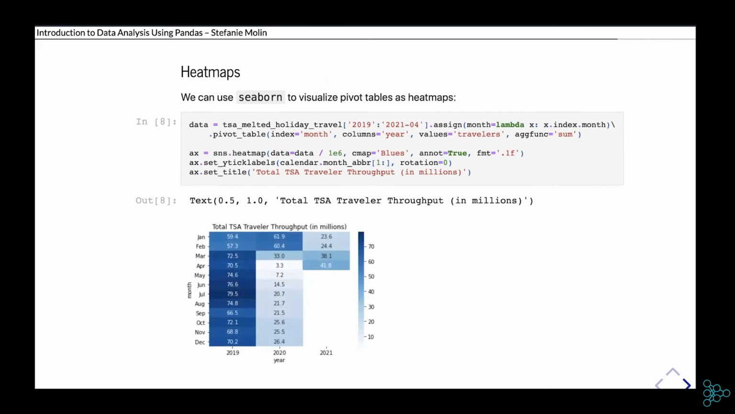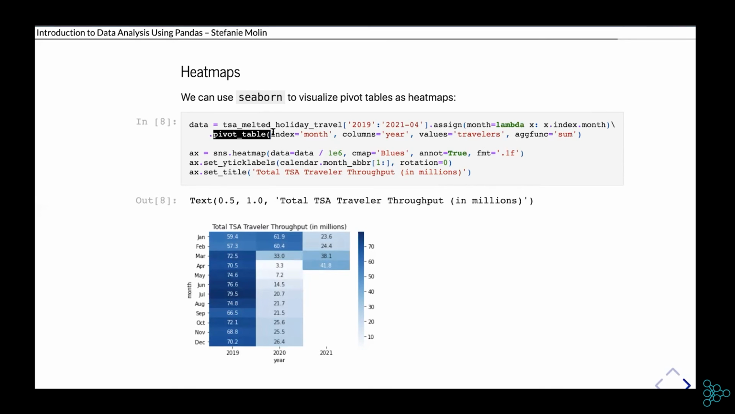So another thing we can do easily with Seaborn is to create a heat map. And a heat map is very helpful in visualizing a pivot table. So that's what we're going to do here. We're going to take our TSA melted holiday travel data. We're going to grab only the full months, so all of the data up to and including April 2021. We're going to add that month column that we had before.